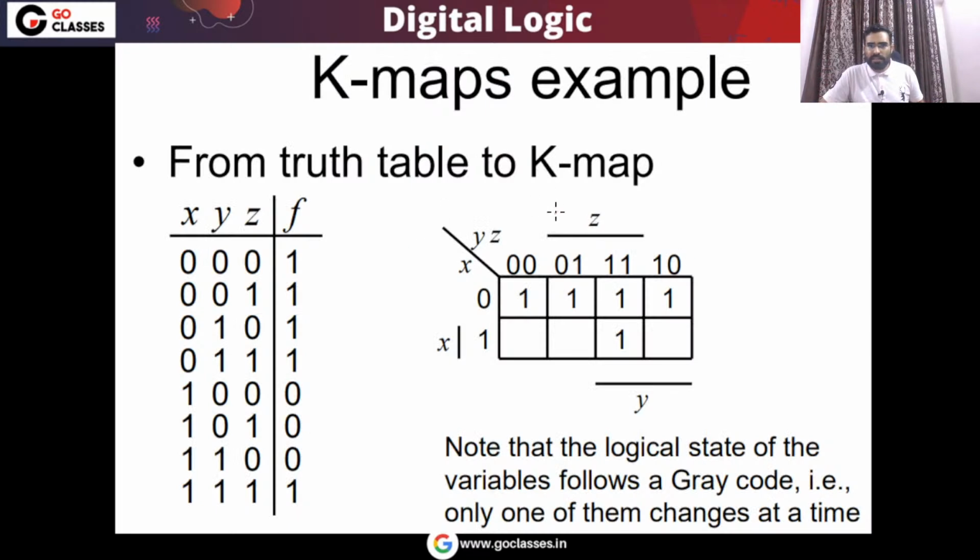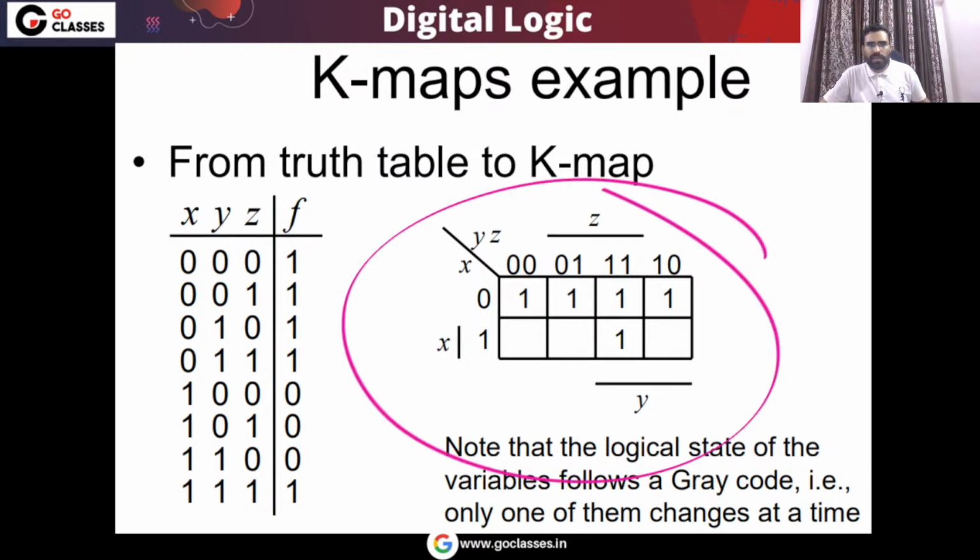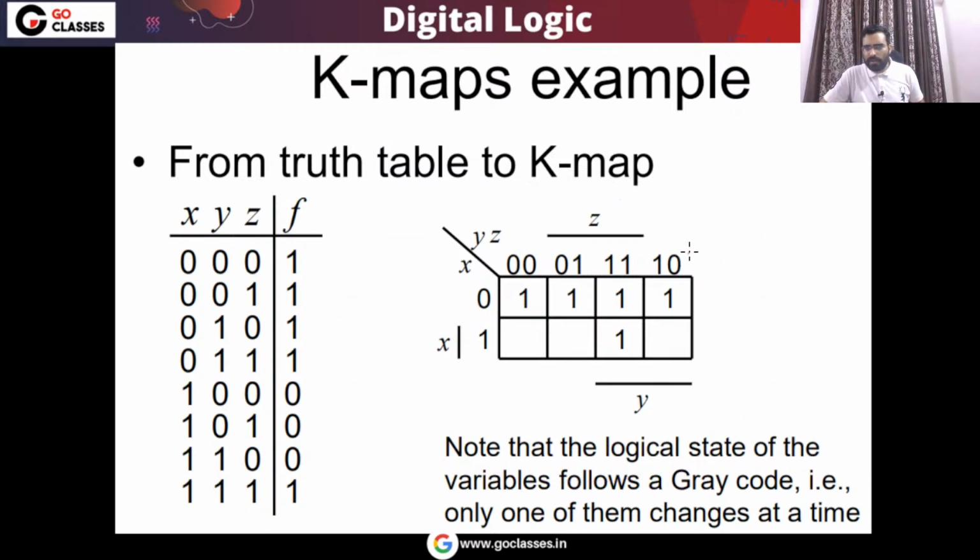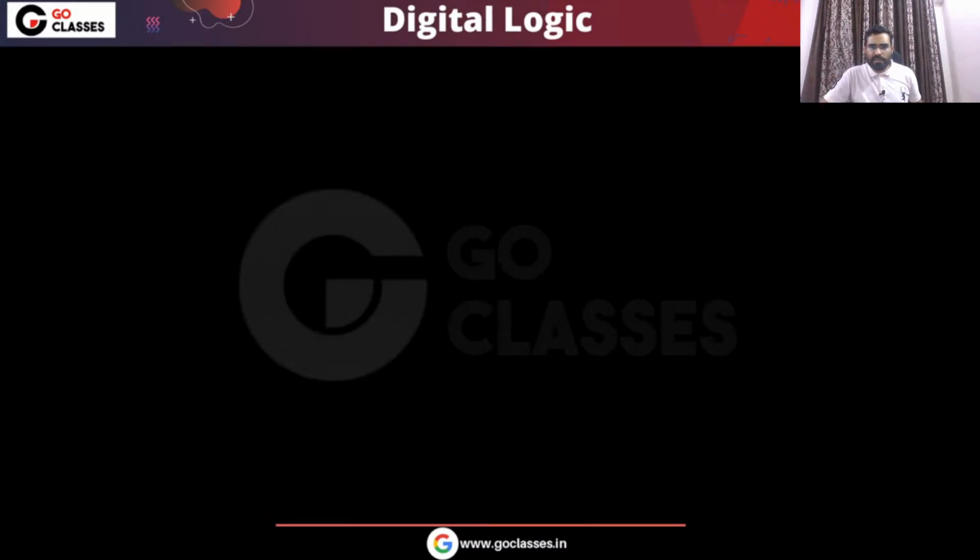So you can check. This is from Cambridge University, let me tell you. And the same thing is followed by NPTEL, Professor Indranil Sengupta. They also follow this same template. This is Z, because this is XYZ. Here X is 1, here Z is 1, and here Y is 1. This is the representation of a K-map.